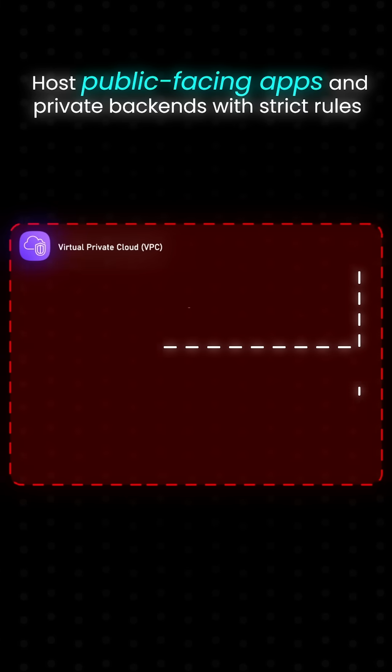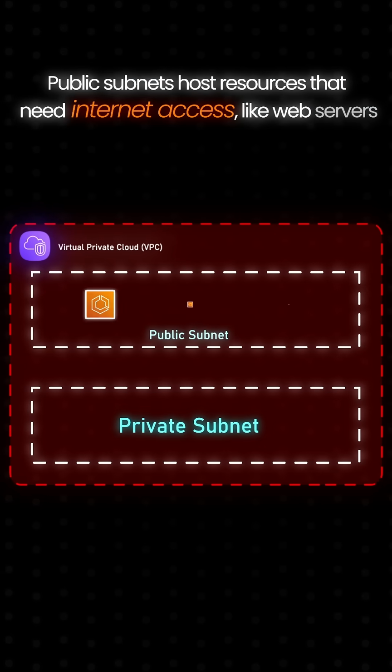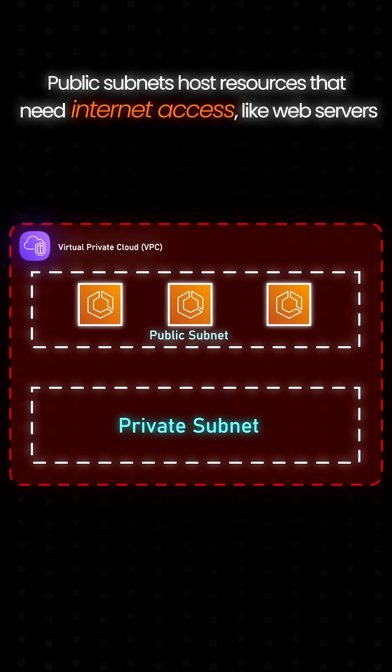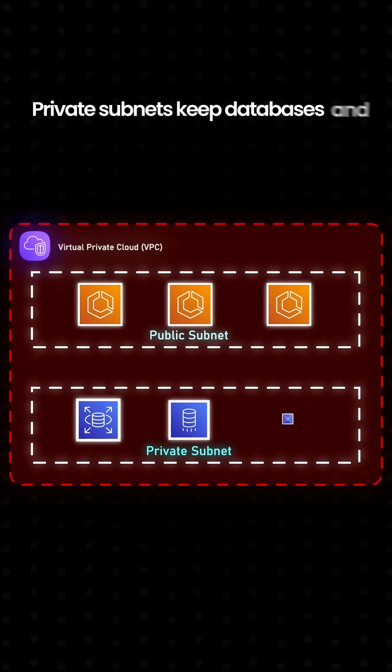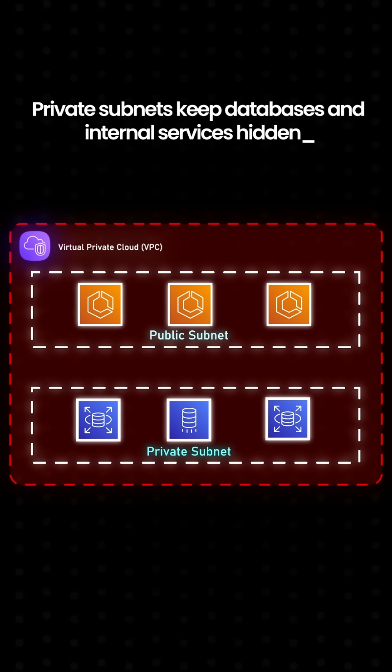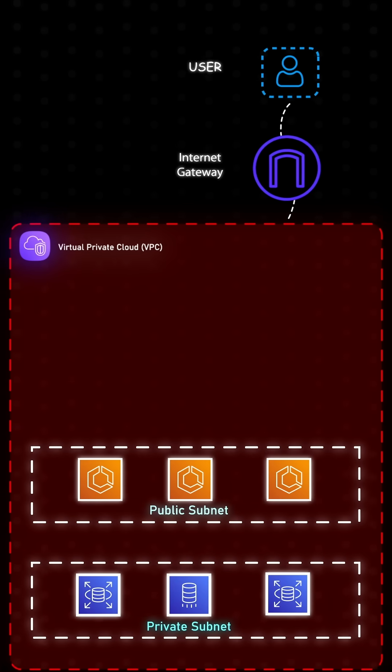Inside your VPC, you create subnets. Public subnets host resources that need internet access, like web servers. Private subnets keep databases and internal services hidden. To connect public subnets to the internet, you attach an internet gateway.